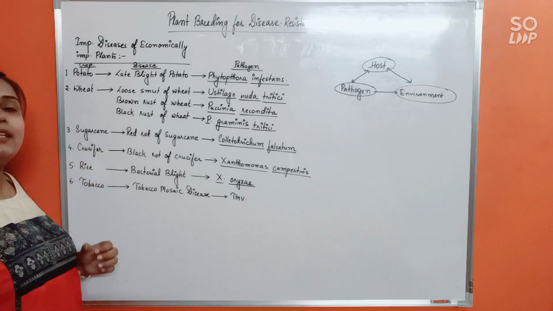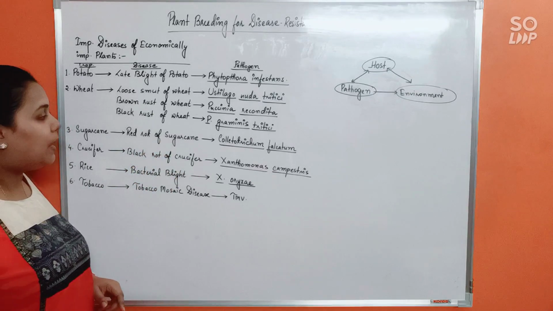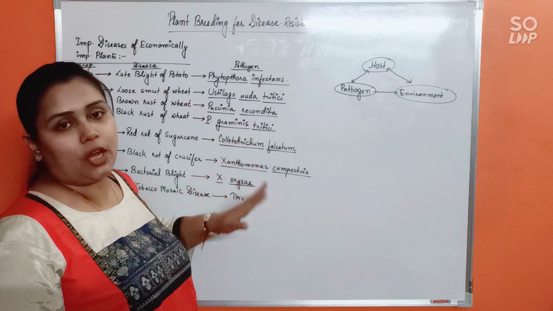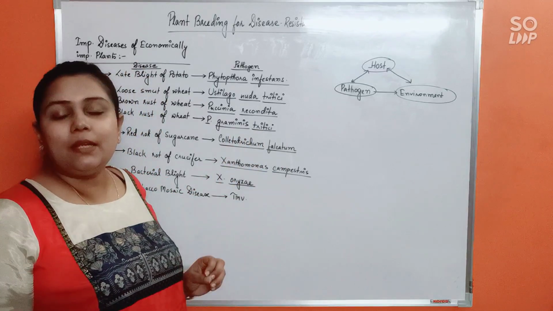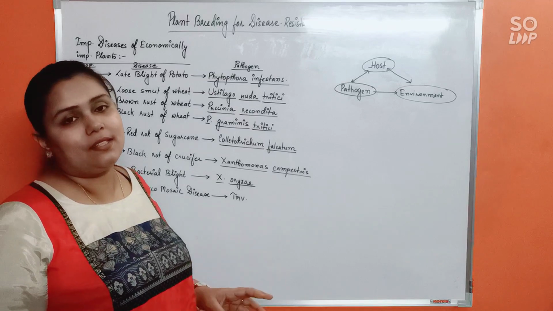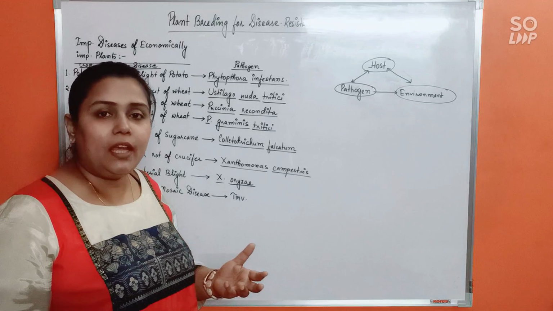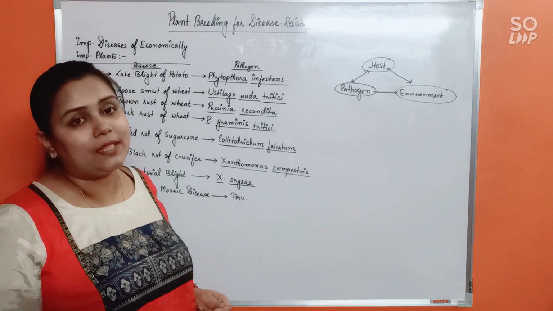Next is sugarcane. It suffers from red rot of sugarcane, which is caused by a Deuteromycete, Colletotrichum falcatum, another fungus. So mostly you will get examples of fungi here. See, 90% of all plant diseases are caused by fungi. So plants are more vulnerable to fungi, whereas animals or even humans are more vulnerable to bacteria.